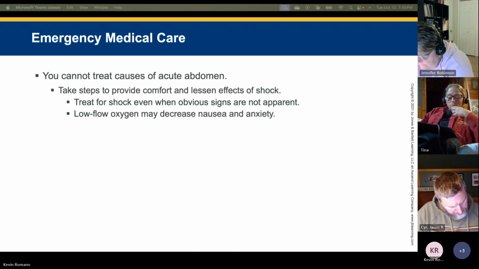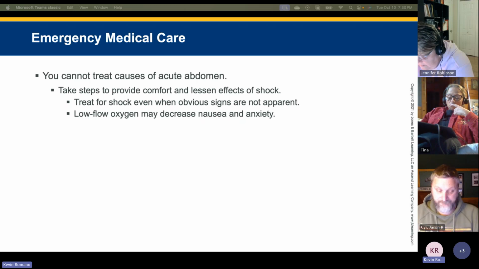As far as other medical care, you cannot treat causes of acute abdominal pain. Take the steps to provide comfort and lessen effects of shock. Position patients who are vomiting to maintain a patent airway, so left lateral recumbent. Contain the vomitus to prevent spread of infection, so biohazard bags, wear gloves, eye protection, wash your hands. Please wash your hands. Provide low flow oxygen, which may also decrease nausea and anxiety.